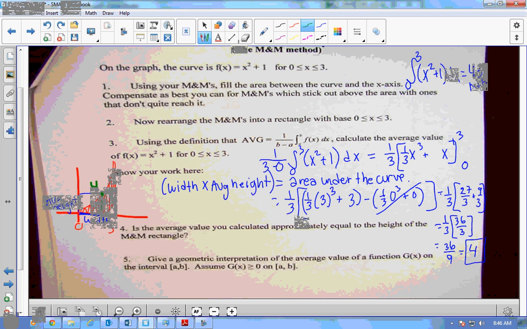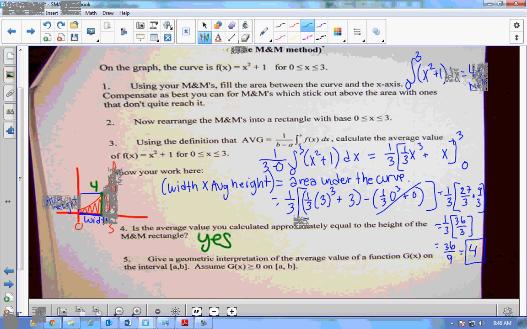Is the average value you calculate approximately equal to the height? Yes. Right? Give a geometric representation. That's what I already drew. Okay.